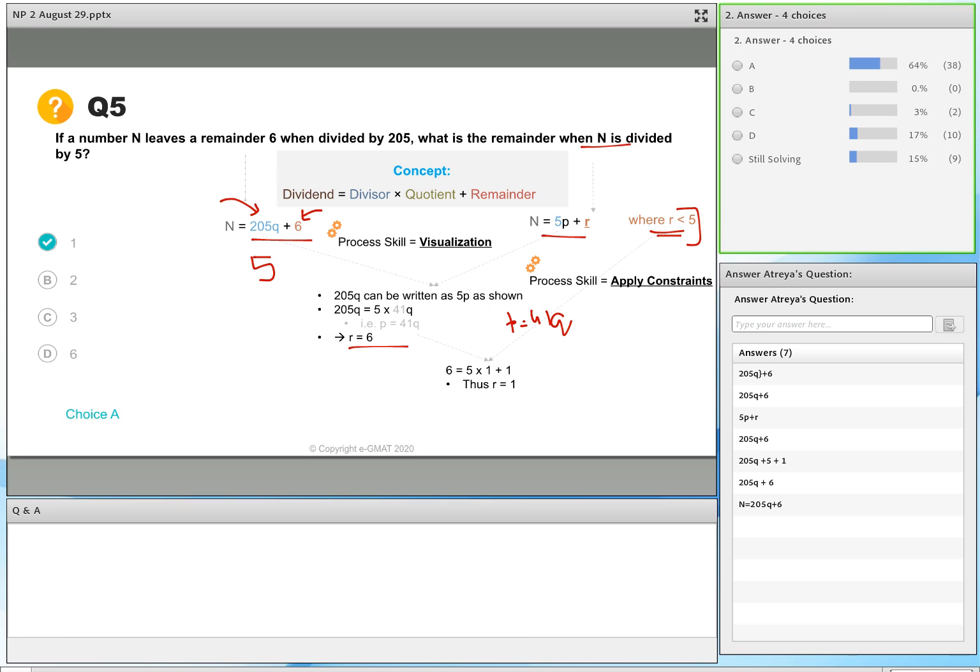Can that be the final answer? No, it cannot be the final answer. So I need to again divide 6 by 5 to get to the final answer. If I divide 6 by 5, the final remainder is equal to 1. So 205q plus 6 can be written as 5 times of 41q plus 1, plus 1, where 41q plus 1 now acts as your p, and you can now write n to be equal to 5p plus r. Here r is less than 5 and is directly the answer for the question.